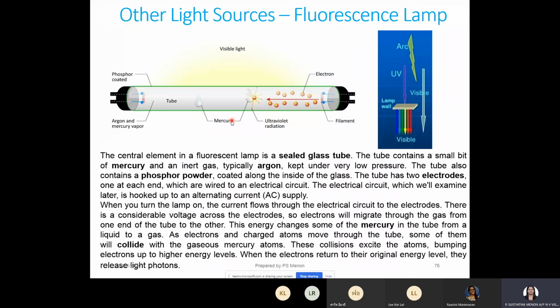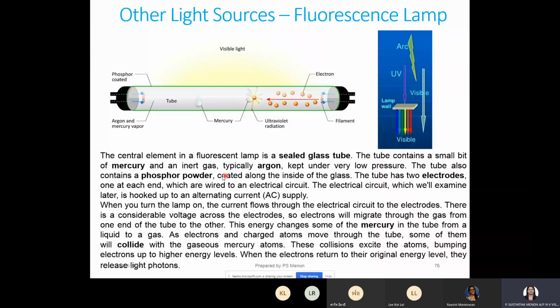And how it works. So you have a central element in a fluorescent lamp. It's a sealed glass tube. So there's a glass tube here. And the tube contains a small bit of mercury. All right, there's mercury inside. That's why if a fluorescent lamp is broken, they say very dangerous because of the mercury. It's poisonous. And it also contains an inert gas, typically argon, and it's kept under very low pressure.